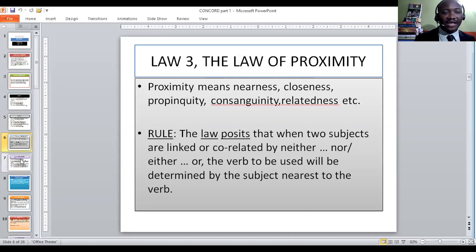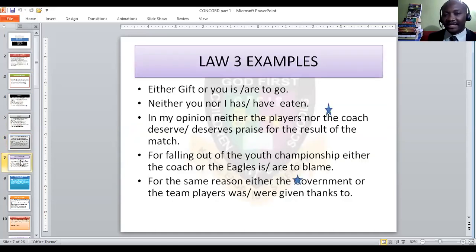We'll see how that plays out right now, looking at some examples. Either Gift or you, is or are to go? Now, the subject that is nearest to the verb, which is "is" and "are," is "you." And that is a pronoun, which is plural, singular plural, that will go: either Gift or you are to go. We can't say either Gift or you is to go.